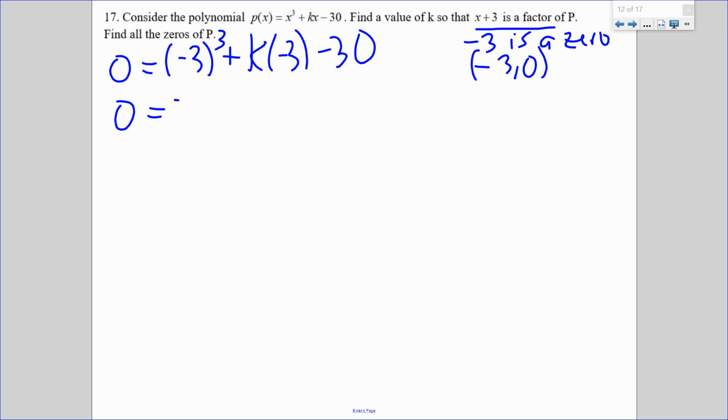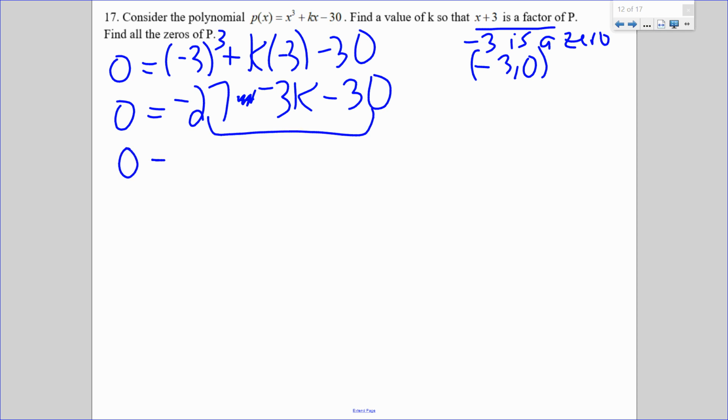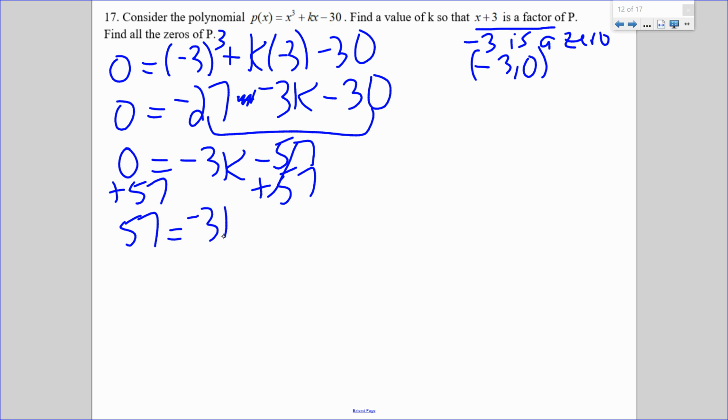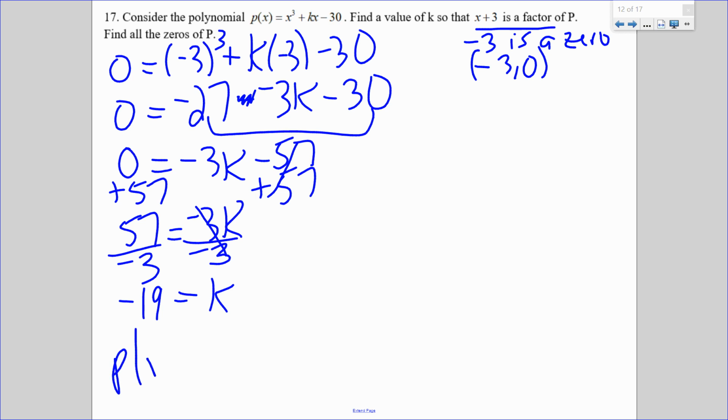Now I'm doing algebra. Negative 3 cubed is negative 27. K times negative 3 is negative 3k, minus 30. Combine like terms. Negative 3k minus 57. I do some algebra. K equals negative 19. So that's the first part of the problem. So I can replace the k in the equation with a negative 19.